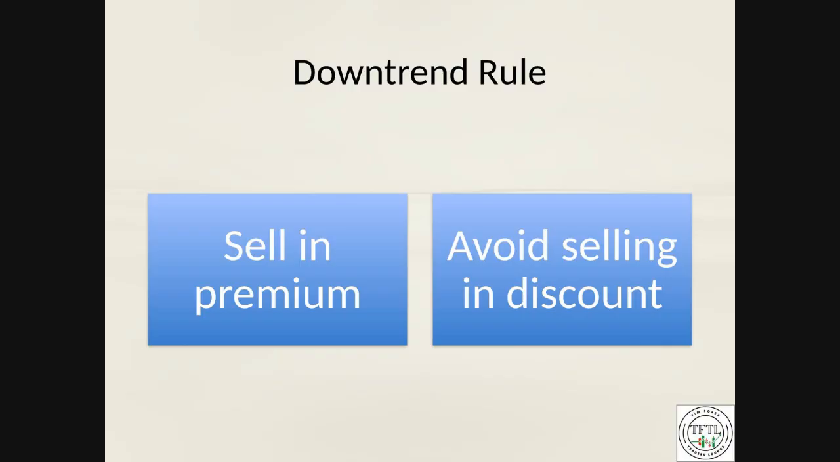So in a downtrend, the rule is that you sell in premium, right? If you're looking at order blocks for a downtrend, the bearish order blocks, then you want to only consider order blocks that are in premium, because you still get order blocks in discount for sells. You have to ignore them and focus on bearish order blocks in premium, especially if you're looking for sells in a downtrend. And therefore, you have to avoid selling in discount completely, because it might lead you to losing money.